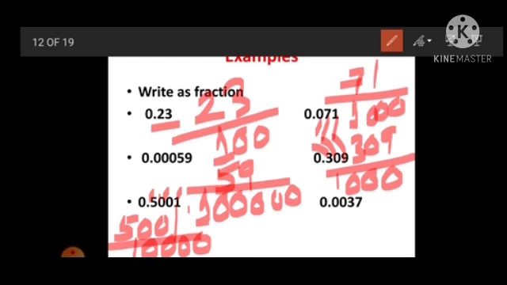0.0037. After the decimal point we write 37 in the numerator, and after the decimal point the first place is 10th, the second place is 100th, the third is 1000 and the fourth is 10,000. So we write the denominator as 10,000. Okay students, like this we solve it; the decimal number is converted into a fraction.